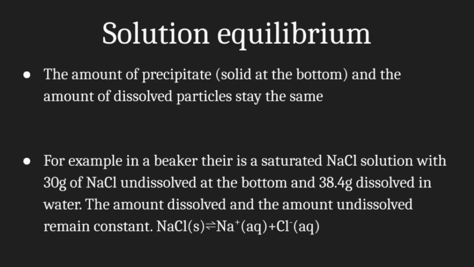So for example, in a beaker that is a saturated NaCl or just salt solution with 30 grams of salt undissolved at the bottom and 38.4 grams dissolved in the water, the amount of particles dissolved and the amount of particles undissolved remains the same. So we will always have 30 grams of NaCl undissolved at the bottom and 38.4 grams dissolved in the water. At the bottom there, that's just the equation for the dissolution of NaCl, and that double-headed arrow means equilibrium.